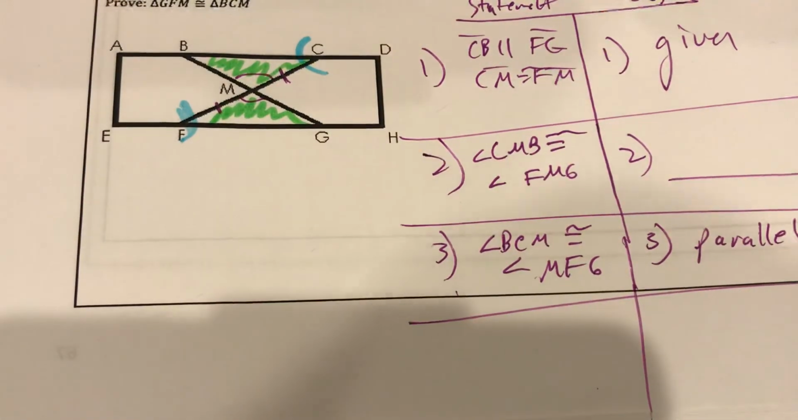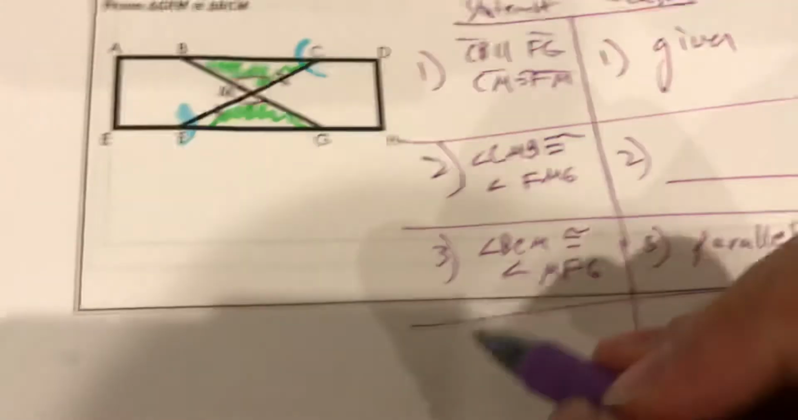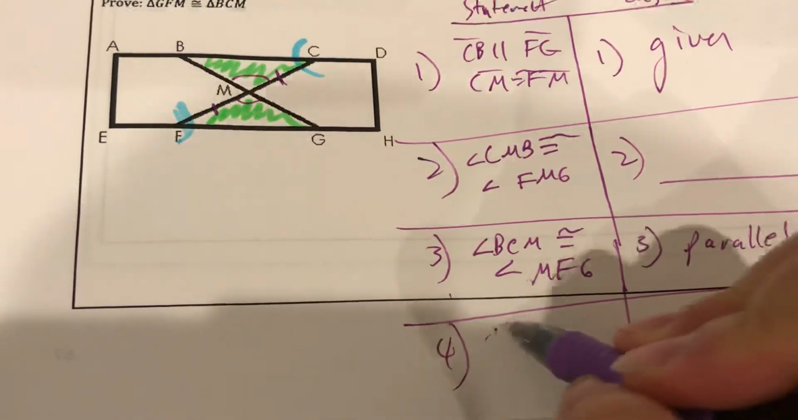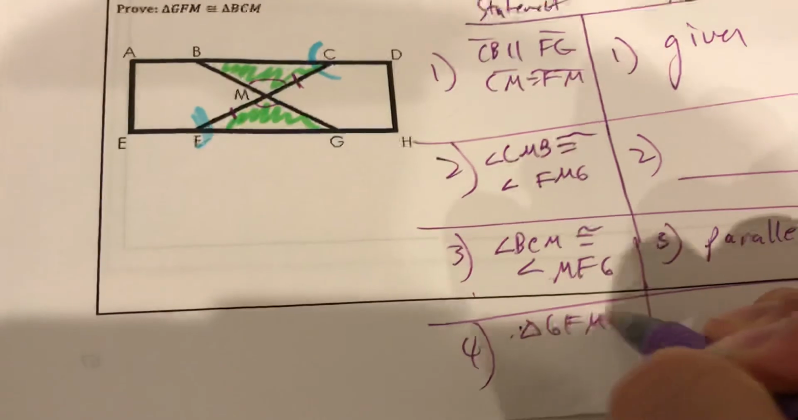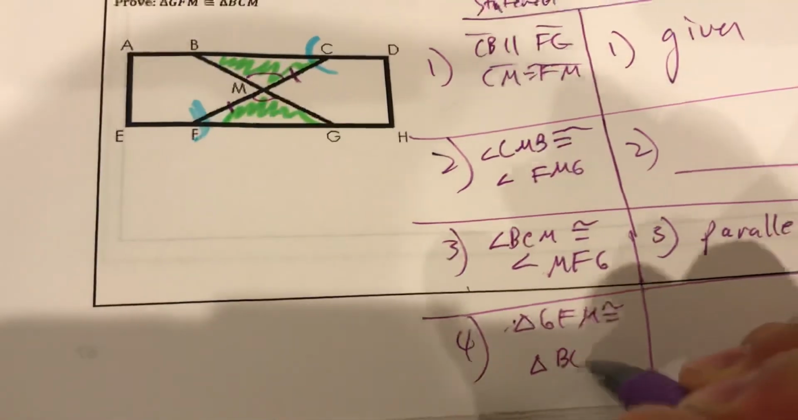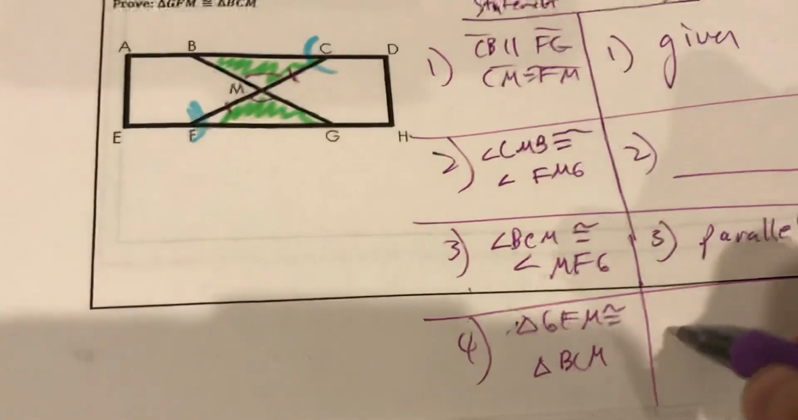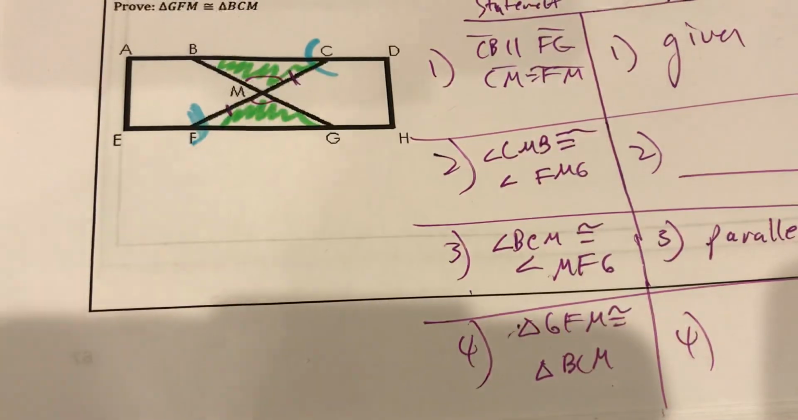But then, once you have this, look at this carefully. What is it that we have of these four things, right? And so your last statement has to say that triangle GFM is congruent to triangle BCM. And the reason why? Well, you have to put the reason why. It's one of the four major postulates that prove two triangles to be congruent.